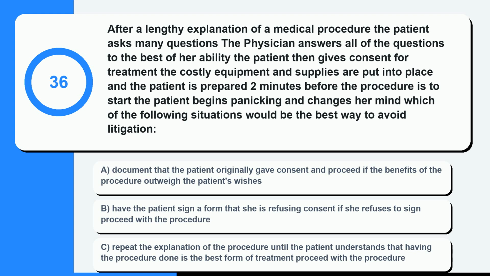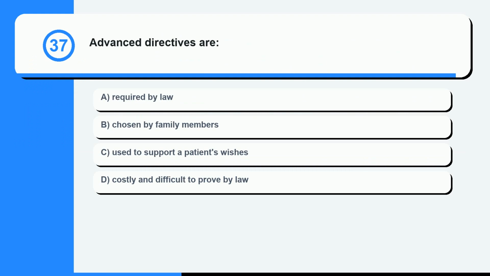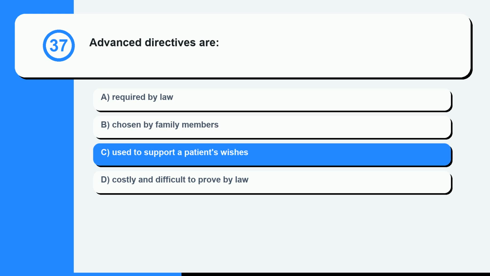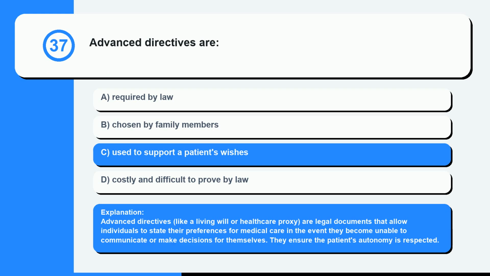A. Document that the patient originally gave consent and proceed if the benefits of the procedure outweigh the patient's wishes. B. Have the patient sign a form that she is refusing consent. If she refuses to sign, proceed with the procedure. C. Repeat the explanation of the procedure until the patient understands that having the procedure done is the best form of treatment. Proceed with the procedure. Or D. Do not proceed. Document the patient refusal. Have the patient sign a refusal to consent to treatment. If the patient refuses to sign the form, have a witness available to sign.